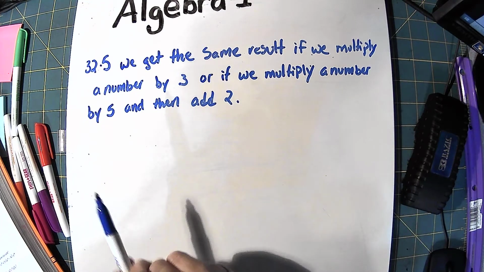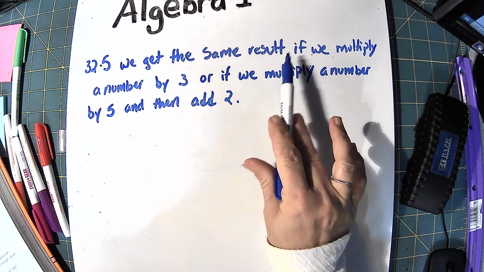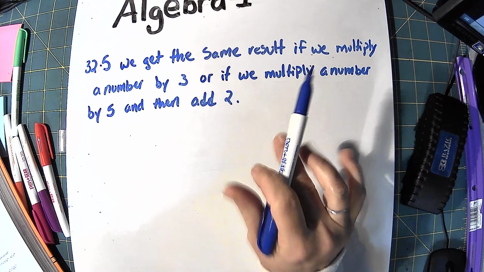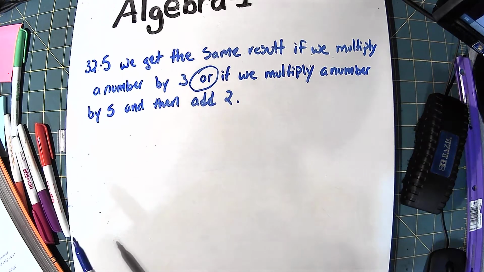So we're going to look at this one. We get the same result. So that means they're going to give us two different procedures, and those are going to be equal. That means same result. This or right here is the center of our problem.